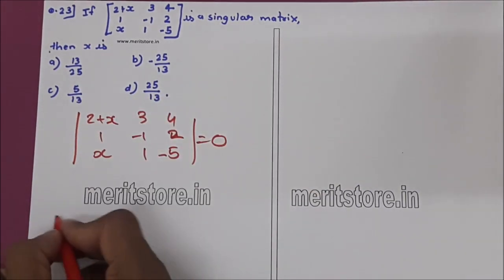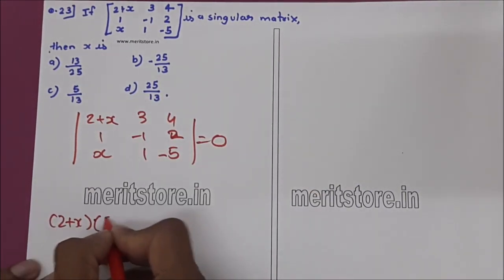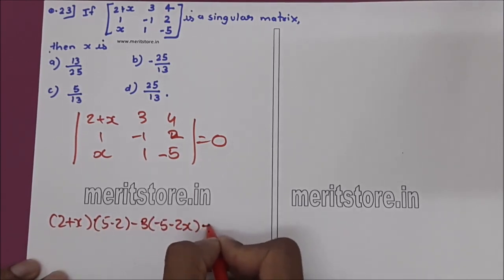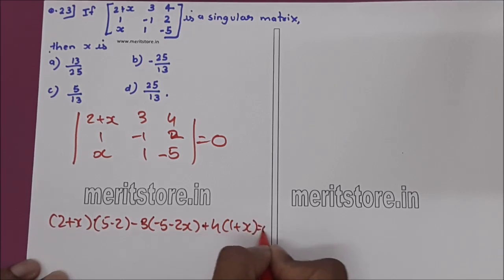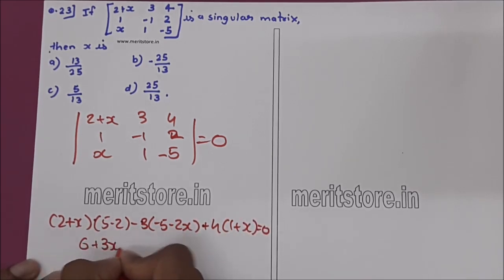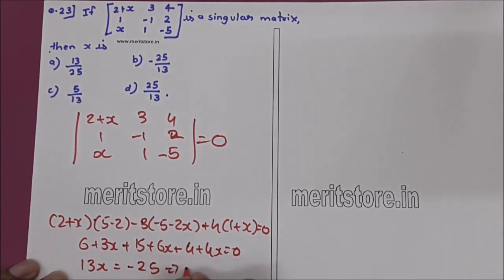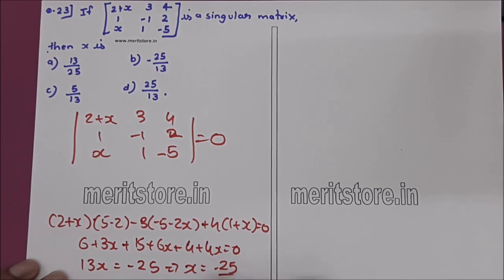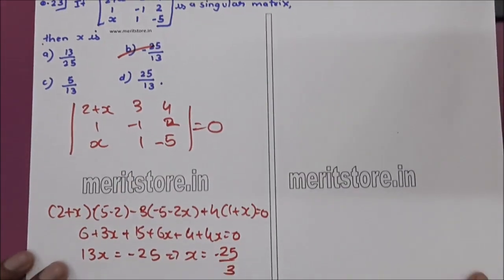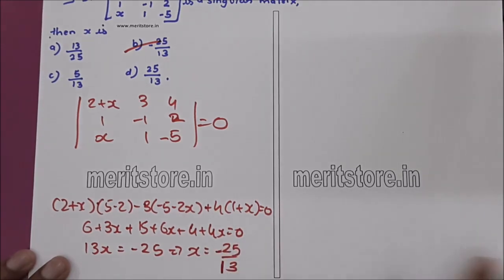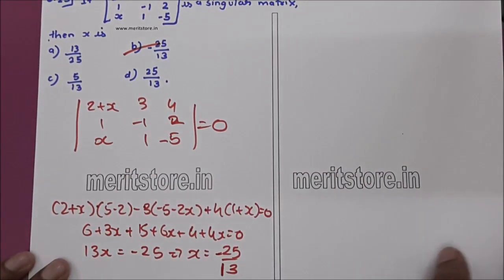We solve this, we get 2 plus x times 5 minus 2, minus 3 minus 5, minus 2x plus 4 times 1 plus x is equal to 0. We get 6 plus 3x, 15 plus 6x, 4 plus 4x is equal to 0. We solve this, we get 13x is equal to minus 25, which is x equal to minus 25 by 13. Sorry, this is minus 25 by 13. This is option B. Option B is the correct answer.